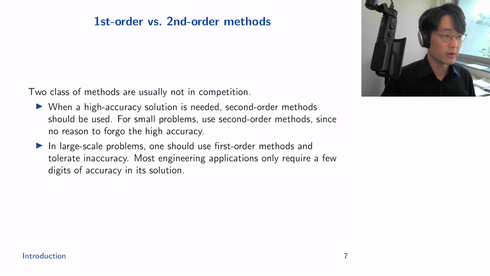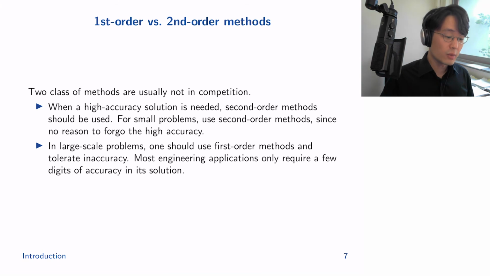And these solvers are very robust. They're built very well over the many decades, so just use second-order methods if you can. But for large-scale optimization problems, one should use first-order methods and tolerate the inaccuracy. So if you have the mindset that I want to solve very large-scale optimization problems and I also want a very high accuracy solution, well, unless the problem at hand has very special structure, you're probably asking for too much.